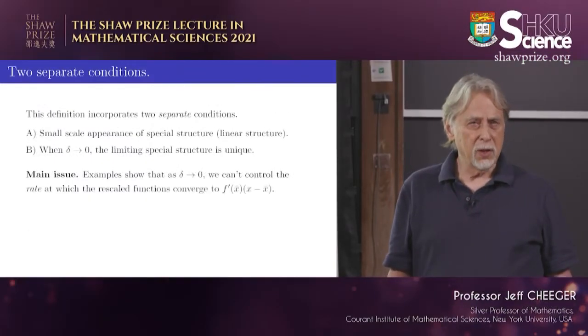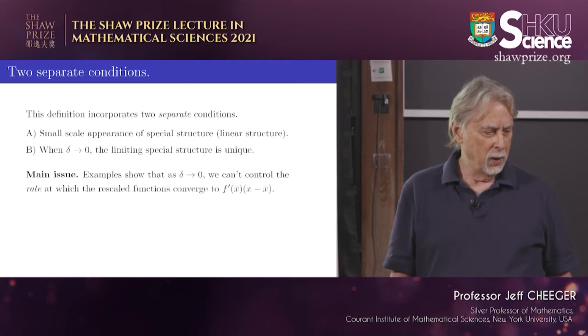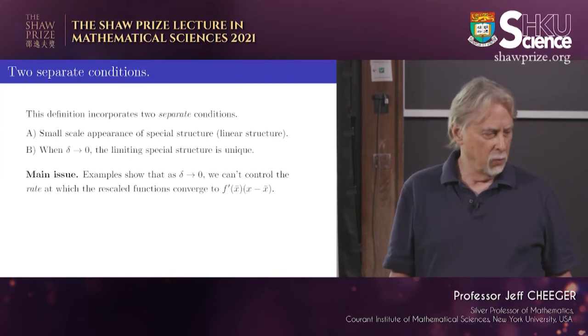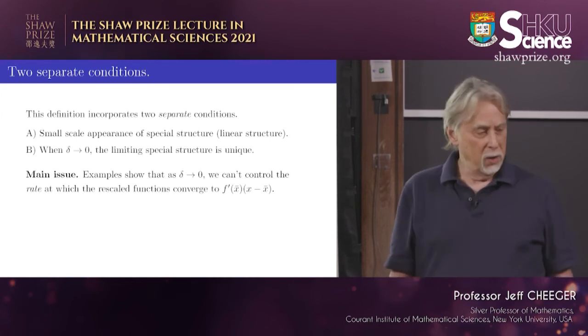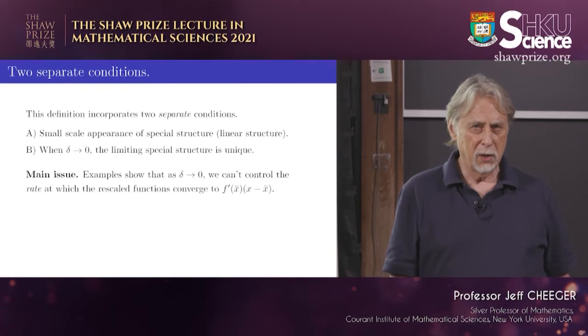Now, I want to emphasize that really what we just said involves two separate conditions, which I'm calling A and B. The first condition is the appearance of special structure on a small scale. Maybe we could say approximate special structure if we like. And then B, when we let delta go to 0, the limiting special structure is unique. Now, what's the main issue? The main issue is that examples show that as delta goes to 0, we can't control the rate at which the rescaled functions converge to f prime of x bar times x minus x bar.